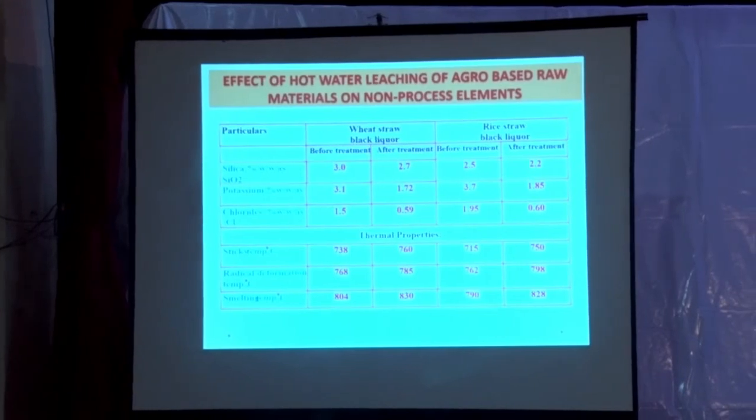And you can see that potassium has gone down from 3 to 1.7. Chloride has gone down from 1.5 to 0.6. Silica, hardly a 10% reduction is there.